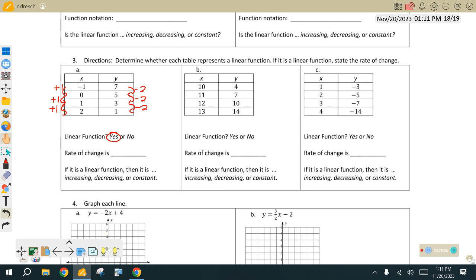All right. Now, that rate of change, that's the same thing as the slope. That's the same thing as the common difference. So we're good. We've identified it. It's -2. We're done there.